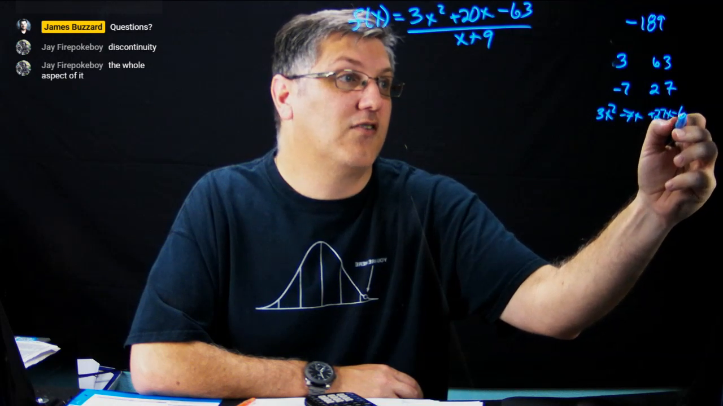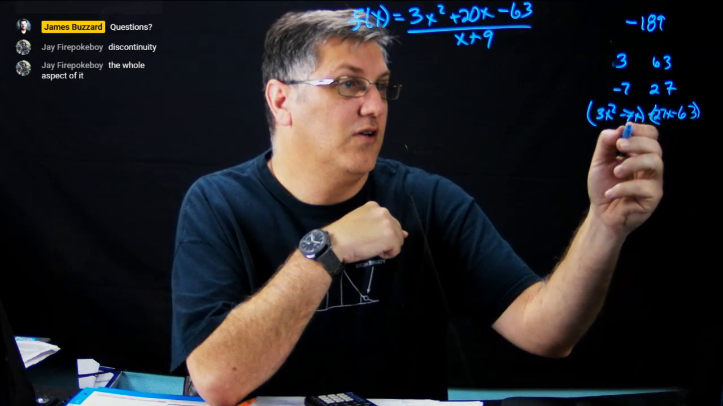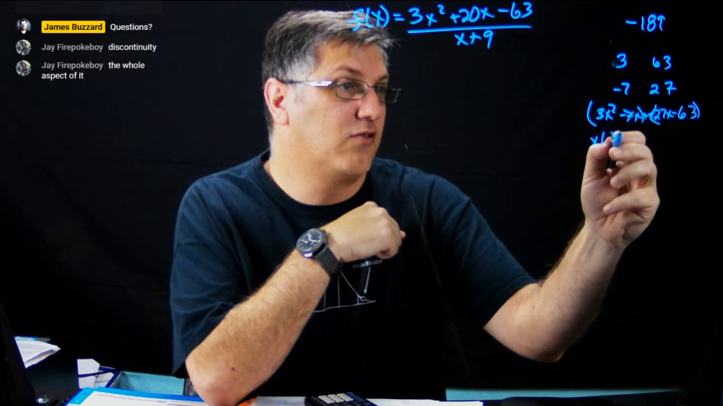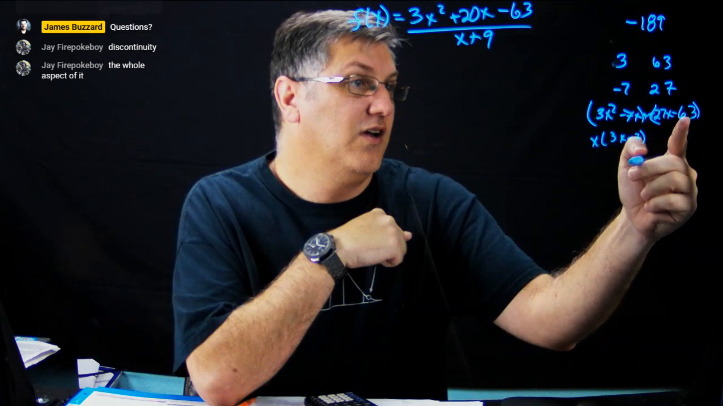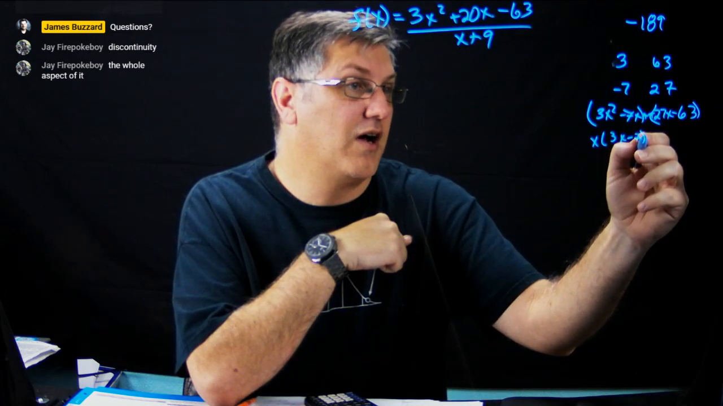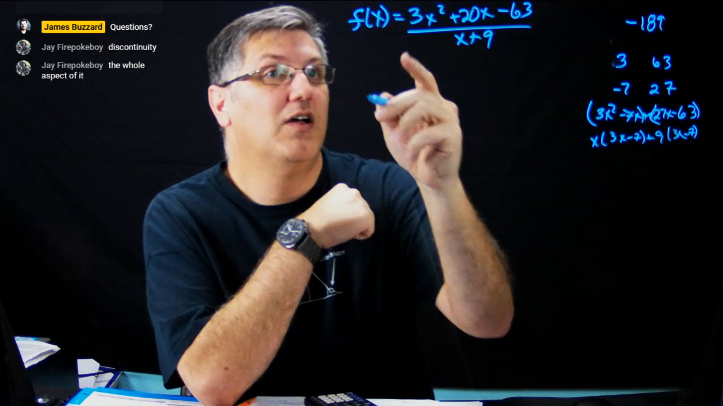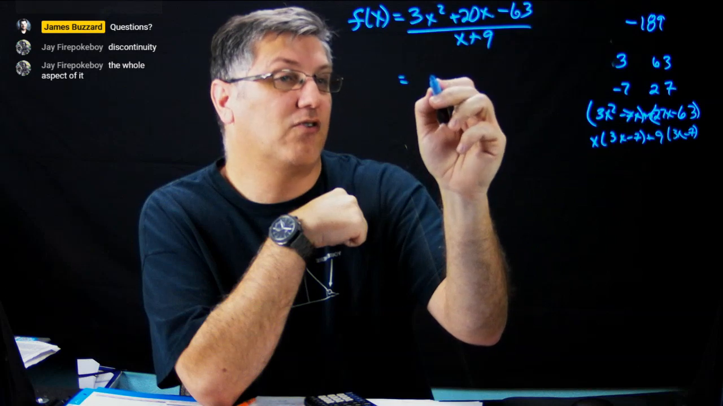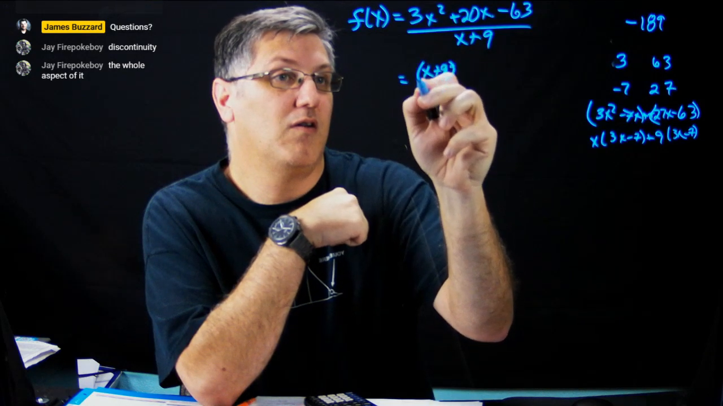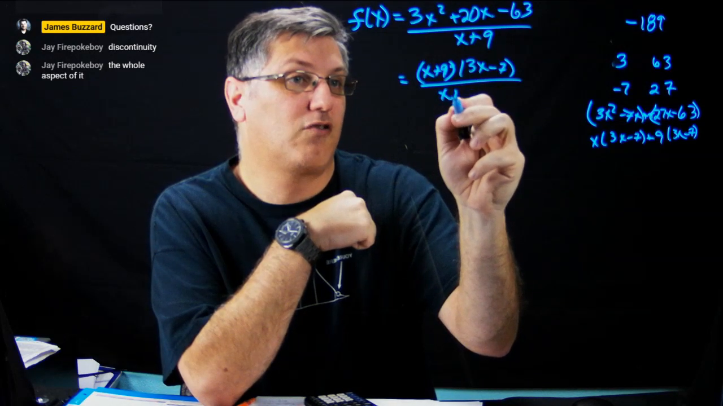27x minus 63. We're going to group these. There's a plus in the middle. This has an x in common. This leaves me 3x minus 7. And then this has a 9 in common. Leaves me with 3x minus 7. Okay. So then the top factors to x plus 9 and 3x minus 7 all over x plus 9.